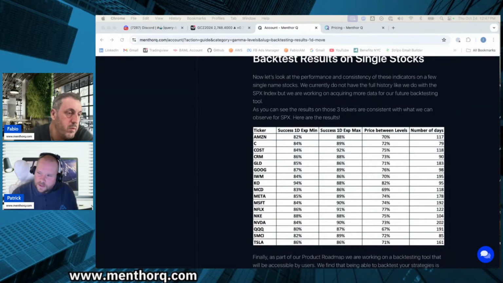Yes, and I also know that many people in our community, when we speak with them about why they are taking MenthorQ, the first words they say are the 1-day max, the 1-day min. It's really important for them to know where the maximum area is. We have it not only on indices, not only on ETFs, we have this also on stocks. And this is the really cool thing.